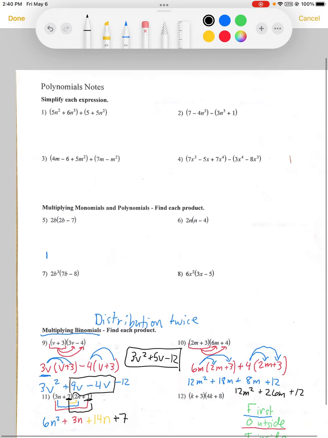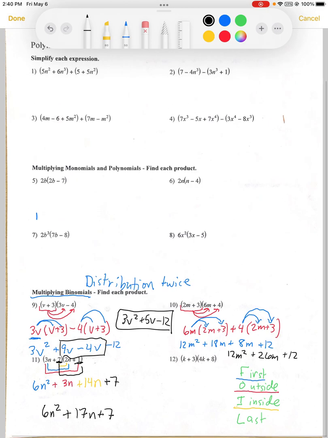I'll keep the same colors to make it consistent. Our first terms, I'm going to go ahead and just mark that above so it's a little easier to see. K times 4k, that will become 4k squared. Then we do the outside terms. I'm going to mark that below. K times 8, that will become 8k.